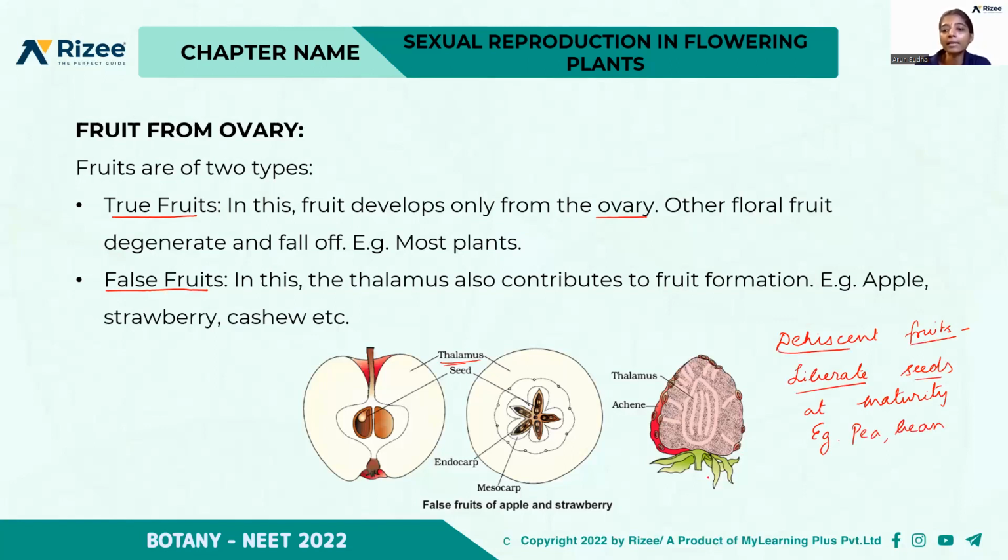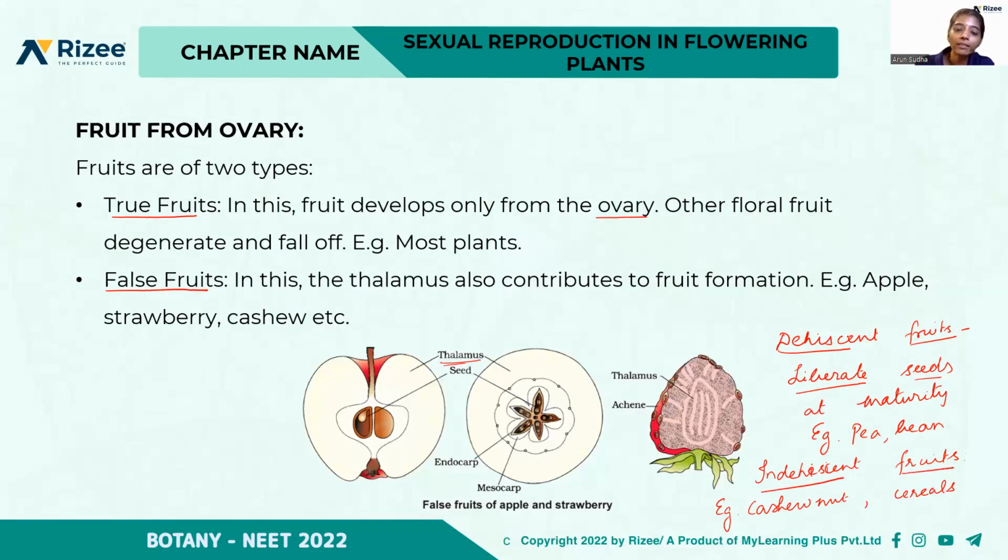There is another category called indehiscent fruits. Indehiscent fruits do not liberate seeds at maturity. Here the examples are cashew nut and cereals. They are examples of indehiscent fruits.